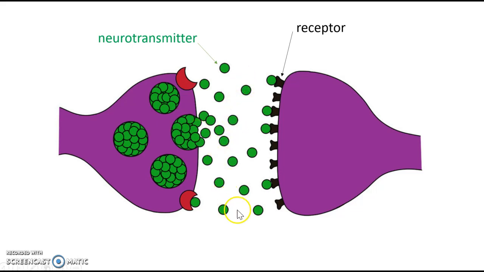Okay, and they get released into what we call the synaptic cleft, which essentially is just the empty space between two synapses. They never directly touch. It's always going to be this empty space in between them, but they're very close together.